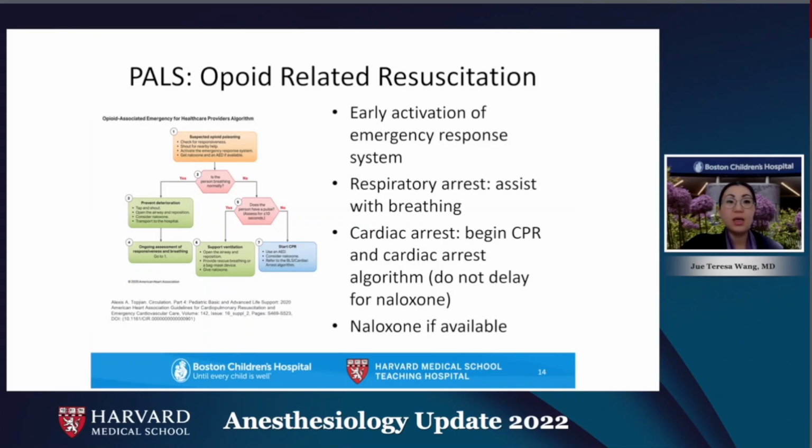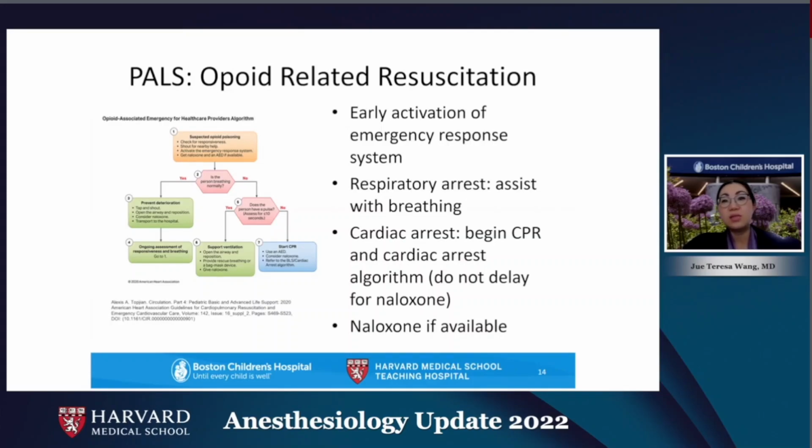If a patient is not breathing and is determined to be in respiratory arrest, begin assisting with rescue breaths immediately. If the patient is in full cardiac arrest, begin CPR and the PALS cardiac arrest algorithm immediately. The key is not to delay any treatment, whether it's rescue breathing or full cardiac arrest and CPR algorithms, to administer naloxone. If suspected opioid overdose is at play and naloxone becomes available, give the naloxone as soon as possible and proceed with resuscitation efforts.